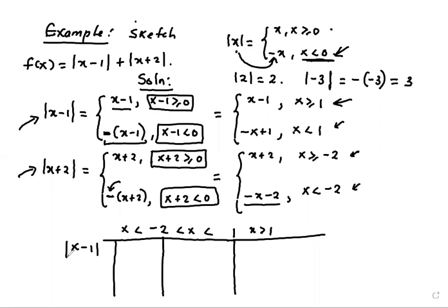Now, where does negative 2 lie? Is negative 2 bigger than 1 or less than 1? So negative 2 is less than 1, meaning that in the piece where x must be less than negative 2, we'll pick the piece where x is less than 1. So we'll pick negative x plus 1 for this function, which has two pieces. We'll pick the one where x is less than 1.